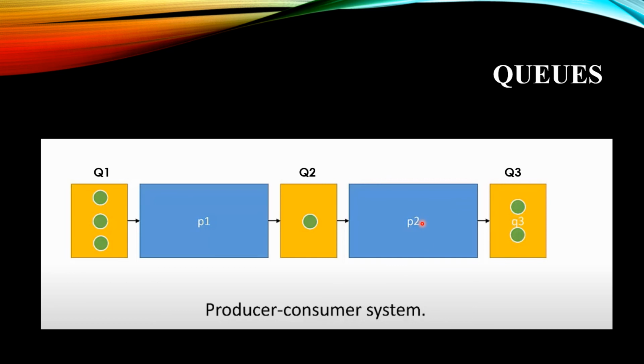The whole system uses 3 queues, Q1, Q2, Q3. Q1 stores 3 values, Q2 stores a single value, and Q3 stores 2 values. So the number of elements in the queue depends on the activity performed by the processes P1 as well as P2. So this is about queues. We need to write C code for the queue, which I am giving as an assignment.